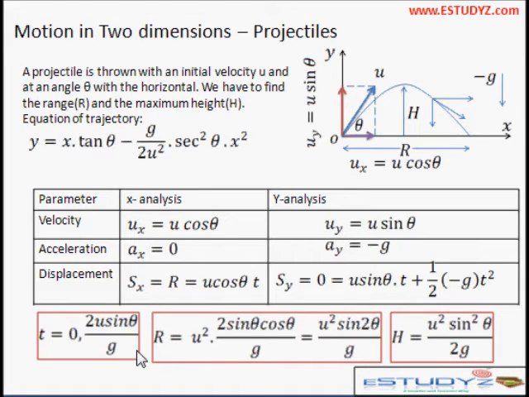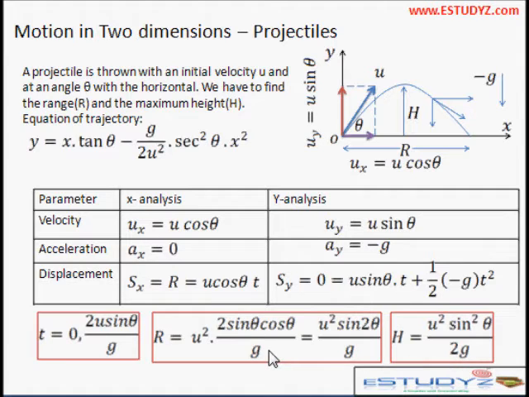Now you can put this value t equals 2u sin theta by g in this Sx equation to find out r, and r is u square sin 2 theta by g, which can be reduced from this form 2 sin theta cos theta to sin 2 theta.